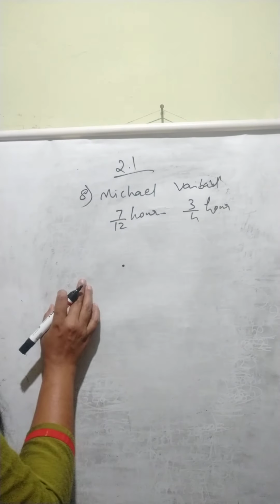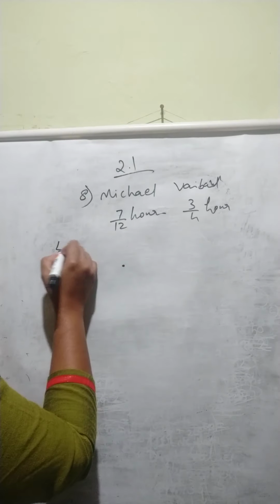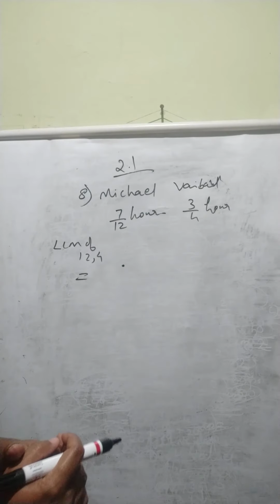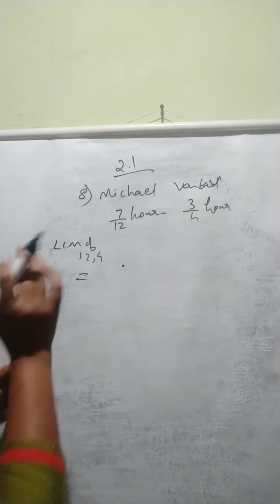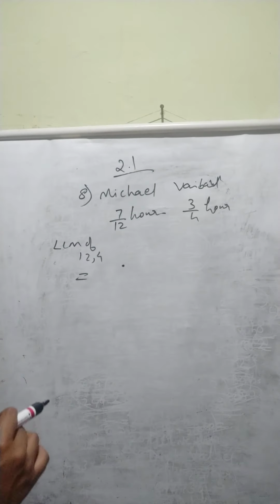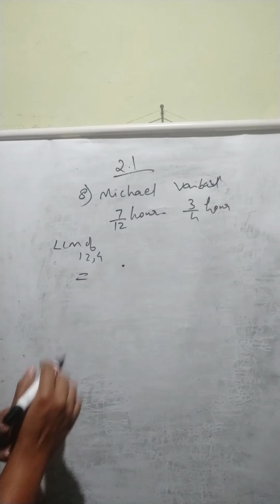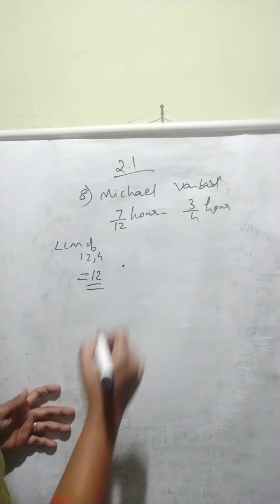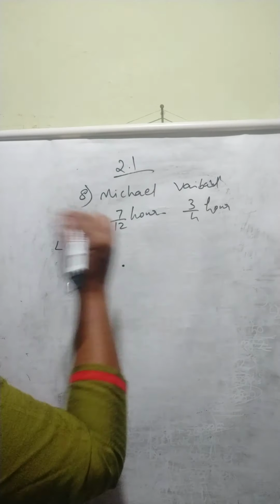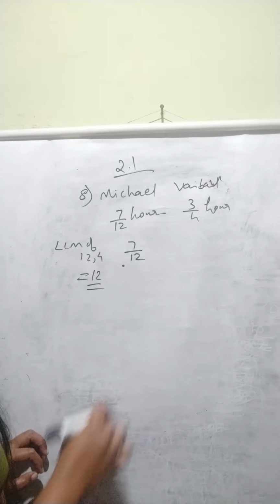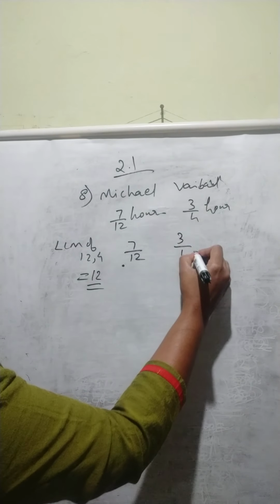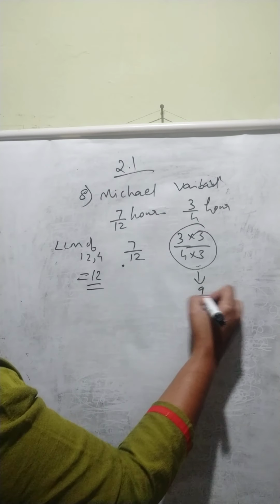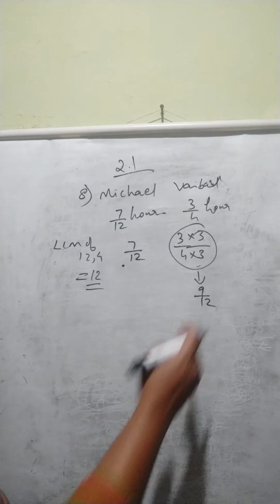Now we can compare these two. First we find the LCM of 12 and 4. We have studied that if two numbers are there and one number is a multiple of the other, then that number will be the LCM. Here, 12 and 4. 12 is in 12's table, and 12 is also in 4's table. So 12 will be the LCM. Then 7 on 12 we can write as it is, but 3 on 4 multiplied by 3 on top and bottom, so this will be 9 on 12.